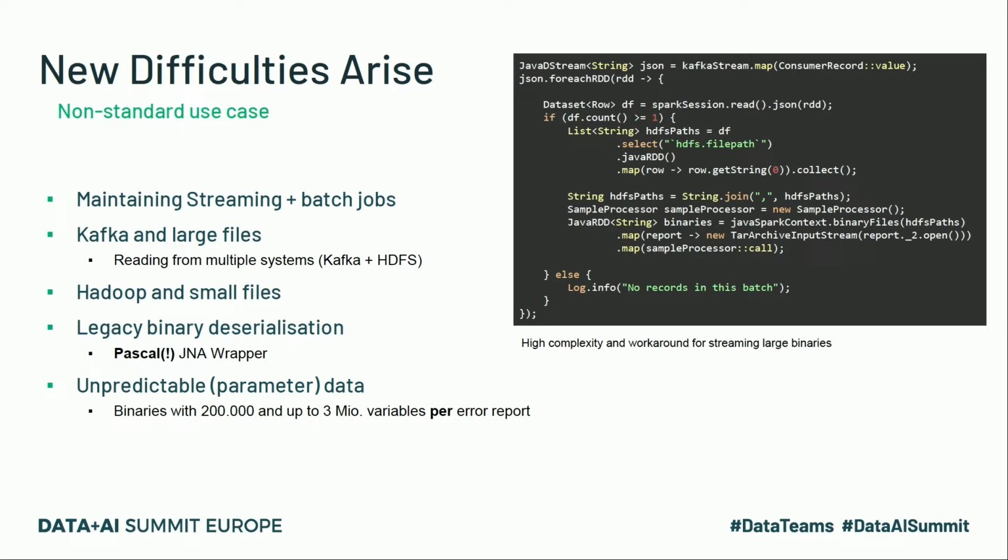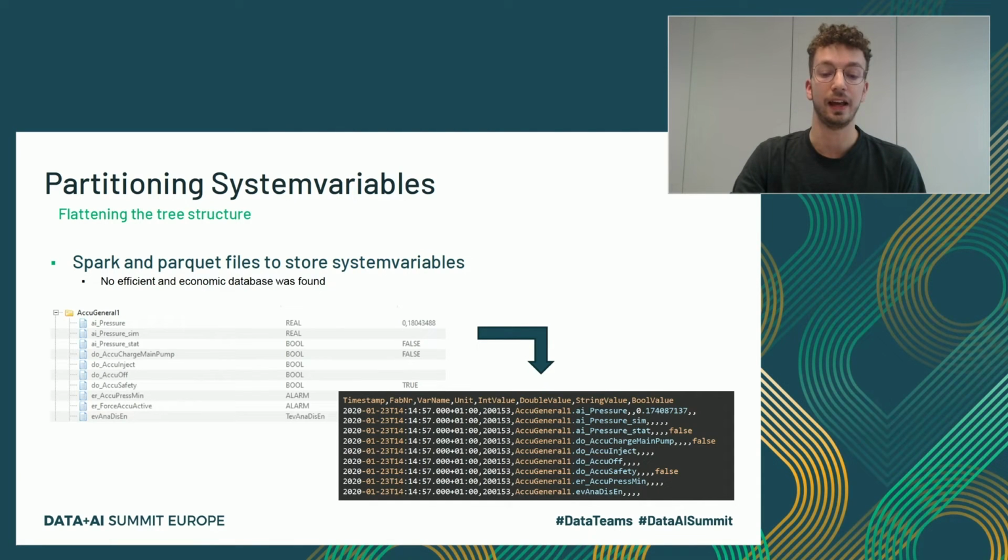And lastly, there are these unpredictable parameter snapshots. The parameter snapshots, I also like to call them memory bombs, because some of them are 2 megabytes in size on disk, and then they unfold to up to 800 megabytes in memory or also on disk. And this is per report. And it also varies very strongly. So we have reports maybe from the older generation where we only have 200,000 variables, but the newer ones also contain up to 3 million variables per report. So this was also very challenging, and we also had to deal with this kind of data to store it.